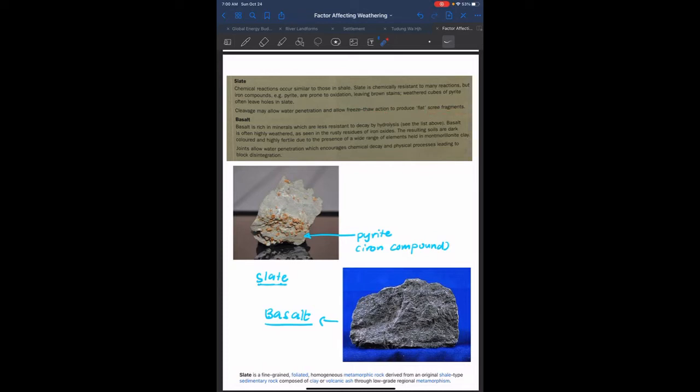Another type of rock is basalt, as shown in the diagram. It is rich in minerals which are less resistant to decay by the process of hydrolysis. Basalt is often highly weathered, as seen in the rusty residues of iron oxide. The resulting soils are dark in color and highly fertile due to the wide range of elements held in the clay. The presence of joints also allows water to penetrate and encourages chemical decay and physical processes to occur, which lead to block disintegration.